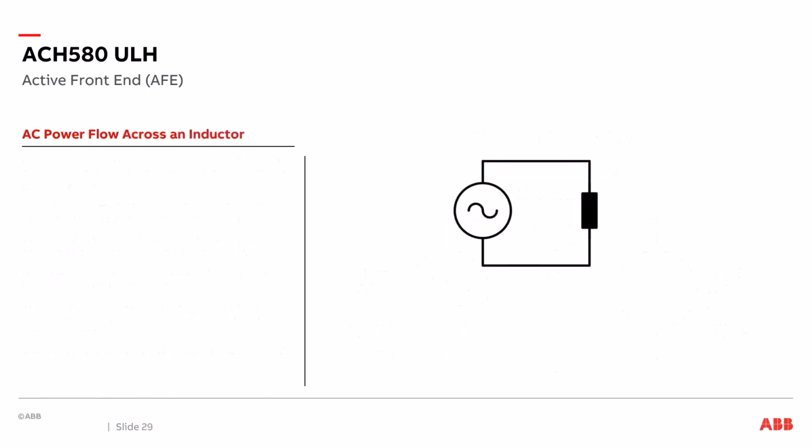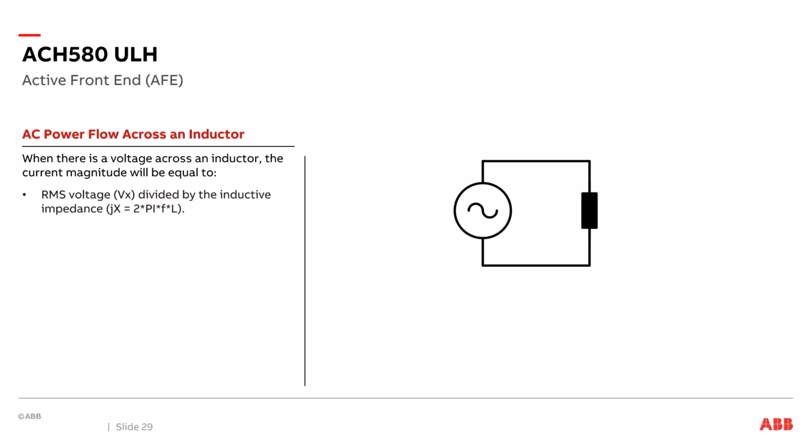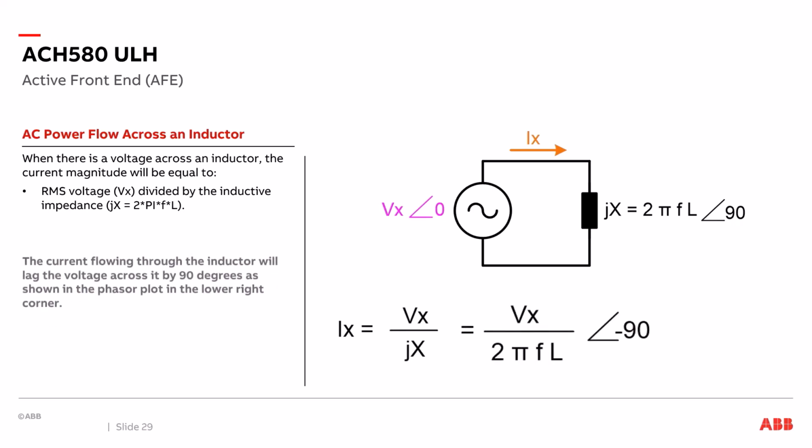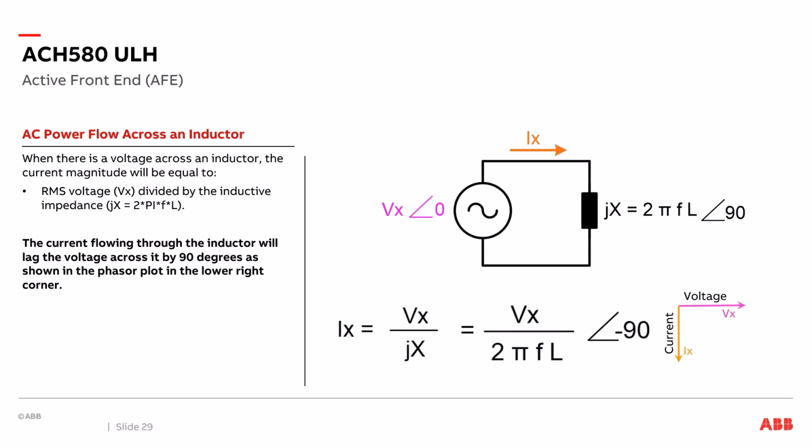Let's talk about AC power flow across an inductor. When there's a voltage across the inductor, the current magnitude will be equal to the RMS voltage divided by the inductance impedance, shown here. It'll also have a phase angle of negative 90 degrees. The current flowing through an inductor will lag the voltage across it by 90 degrees, as shown in the phasor plot in the lower left corner. So we have a voltage and a lag of 90 degrees in current going through the inductor.